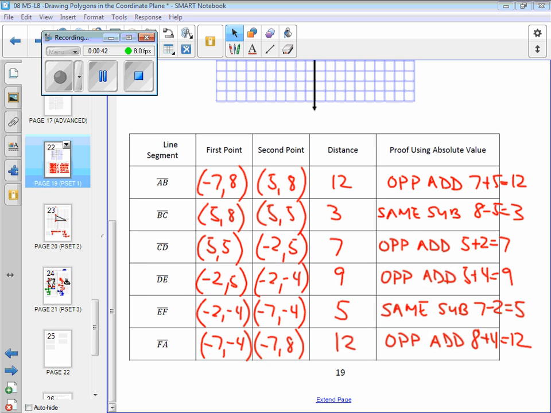And then if you do it, you should get the distance being 5. What did you get as a distance? Oh, yeah, I had -7, -6. I got this one.